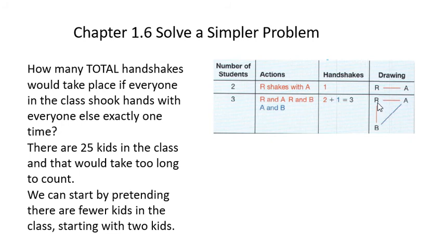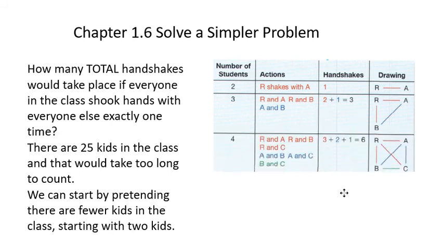If we drew it out, we could draw it like this, with 1 linkage to every other student. That would be with 3 students, 3 handshakes. Let's now increase this to 4 students. Once again, we're going to color code. So every time R shakes hands, we're going to put it in red. Every time A shakes hands, we'll put it in blue. And every time B shakes hands, we'll put it in green.